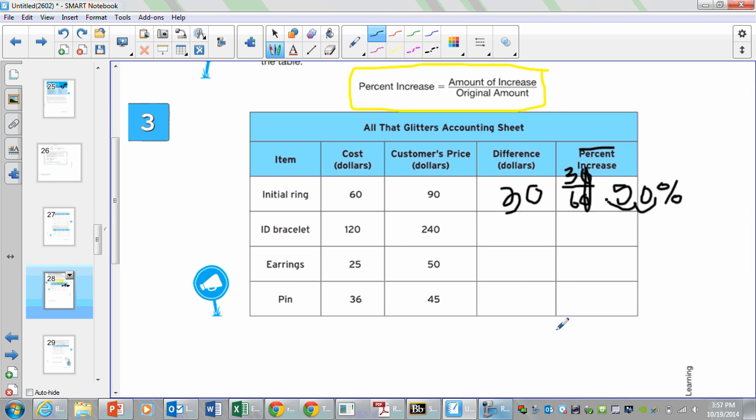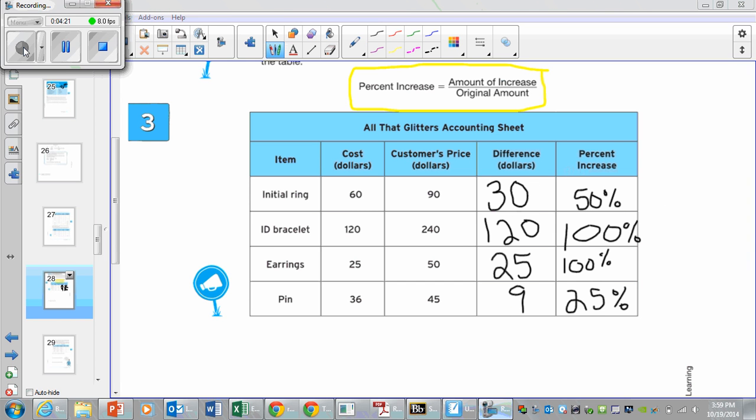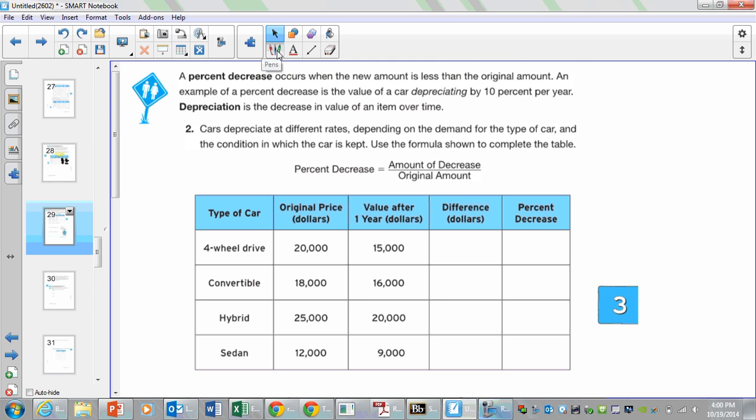Go ahead and pause the video now, and I want you to finish doing the same thing we did here, where you have your amount of increase over your original amount, and then finish filling in this table. Now go ahead and check yourself and make sure that you got these same answers. Okay, moving on to the next page.